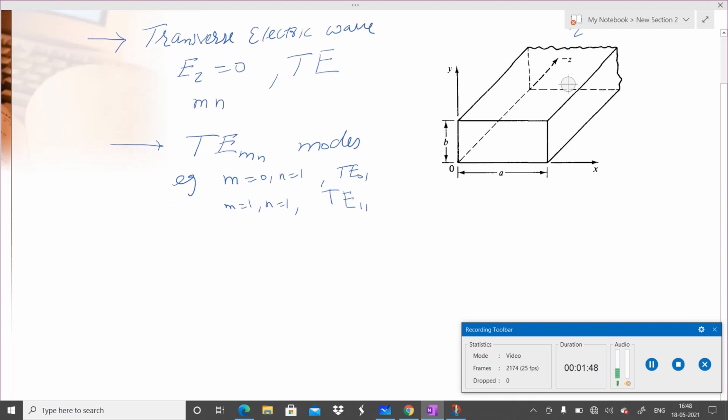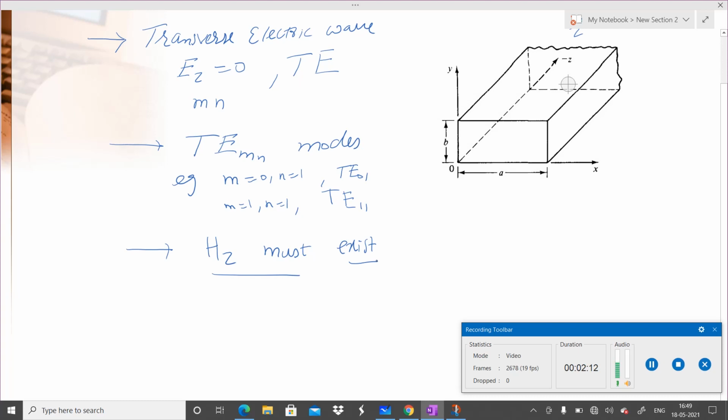Now, since Ez is 0, but the wave has to propagate and energy has to be transmitted in the guide along the direction z, Hz must exist. That is, the magnetic field component must be in the z direction. That is very important. Hz must be there, must exist.